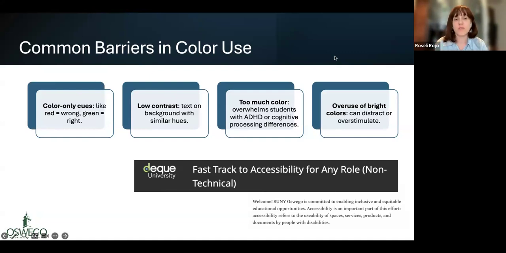Now, the common barriers in color use. First, we have color-only cues like red wrong, green right, and before starting my journey in accessibility, I noticed that I used a red pen when grading my students' materials. Now I'm aware that it is important not to use it because students with a visual impairment will decode these colors as brown. So they will not be able to understand the difference between green and red. So we should keep that in mind. Then low contrast, that is another problem. Too much color and the overuse of bright colors.